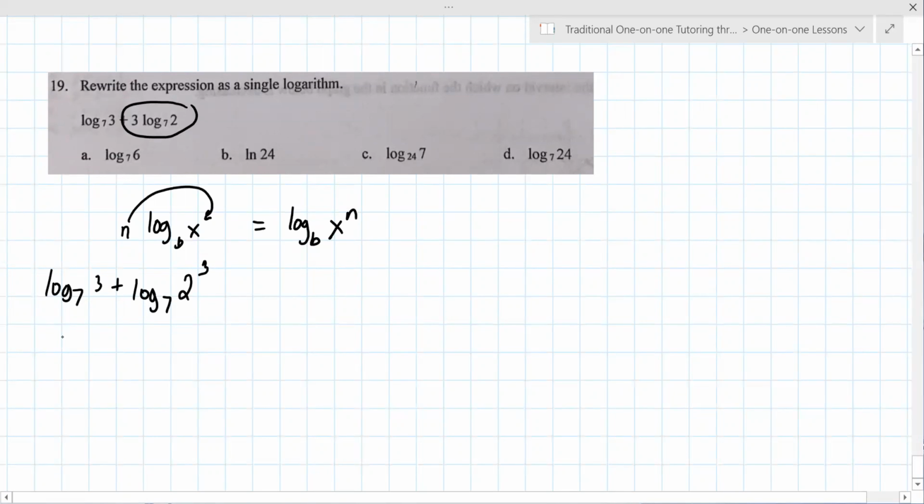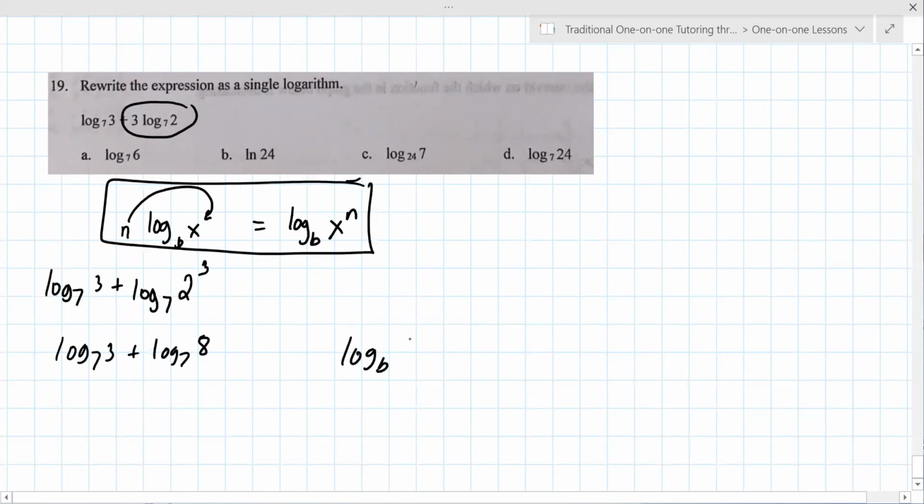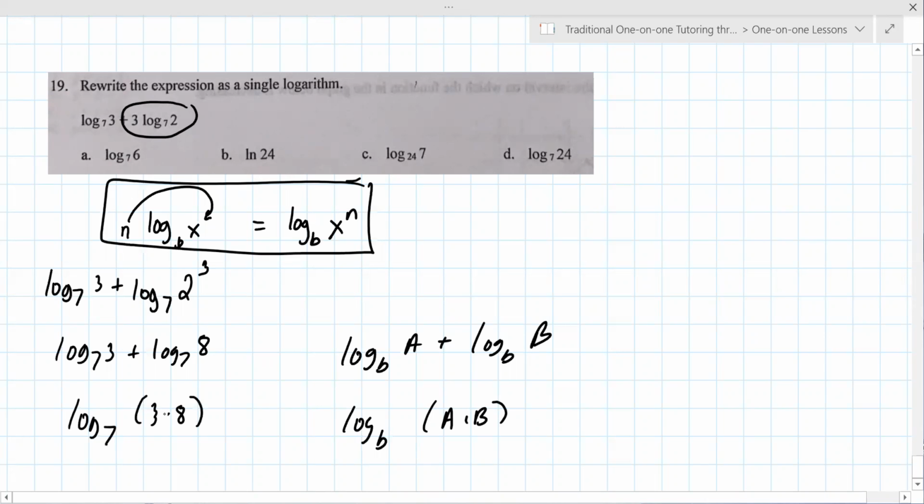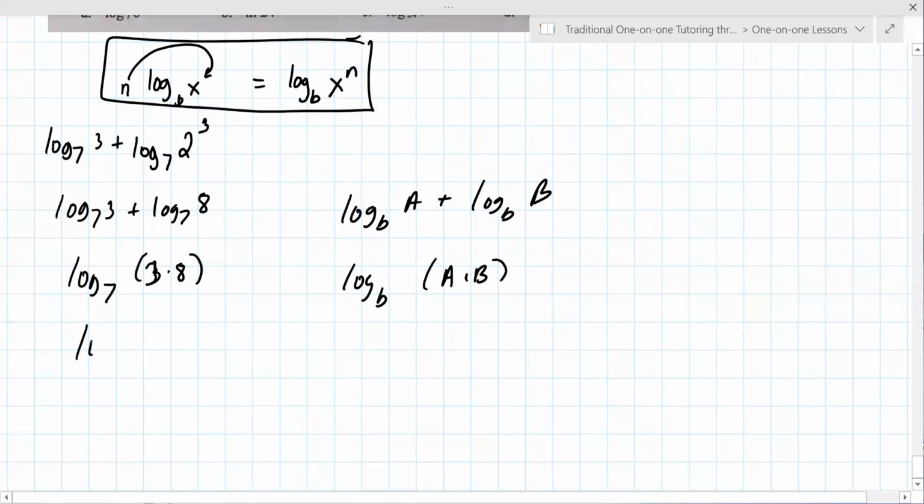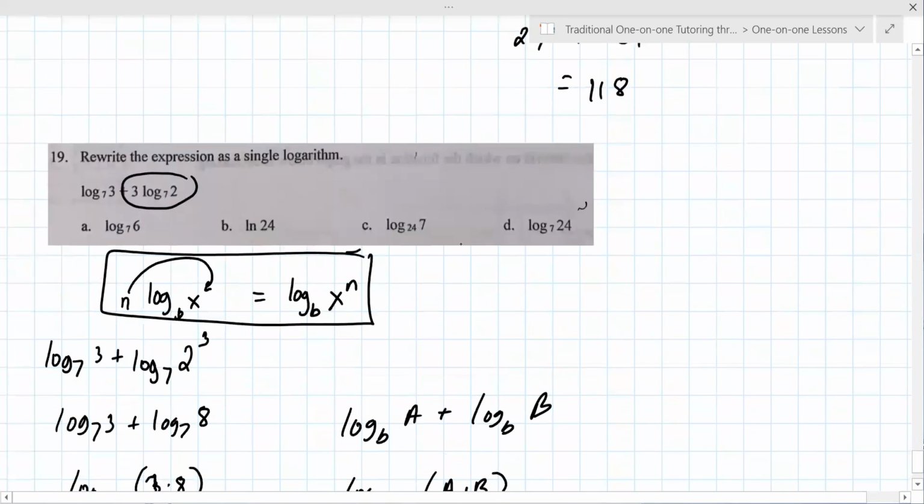Okay, so 2 to the 3 is 8. So we can say log base 7 of 3 plus log base 7 of 8. And now your next property is that log base b of a plus log base b of c, you end up multiplying them. So this plus becomes a multiplication. So it's log base 7 of 3 times 8. So it becomes log base 7 of 24. So that's the last one here.